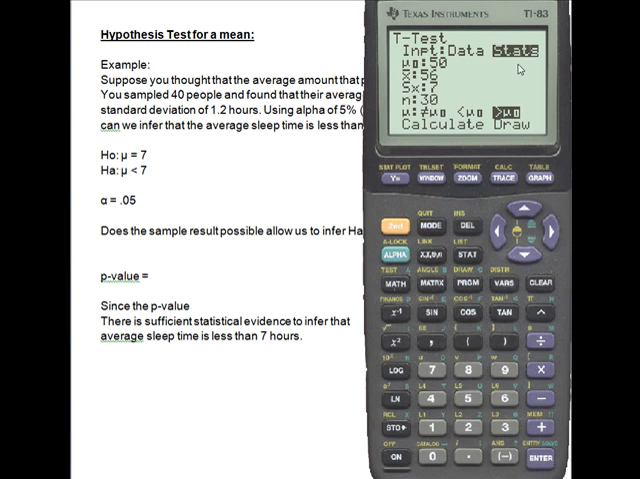Okay. So we have the summary statistics. If we had data, we would go here, but we have summary statistics. The hypothesized mean is 7. Our sample mean is 6.8, and our sample standard deviation is 1.2, and our sample size was 40. Okay, and we have a less than, so we'll take a less than and enter, and then we calculate.